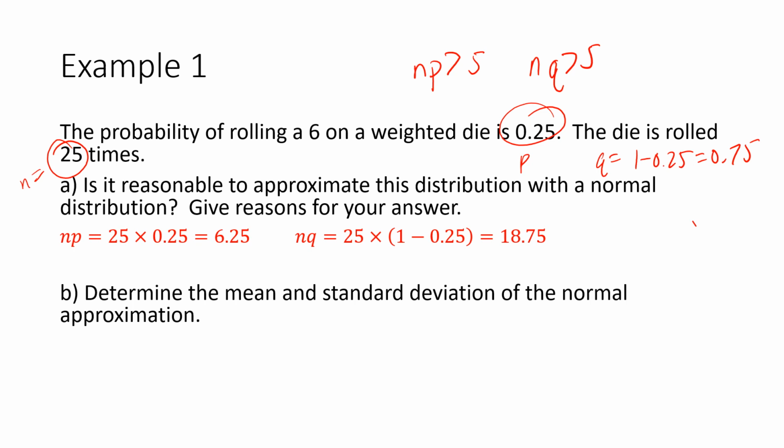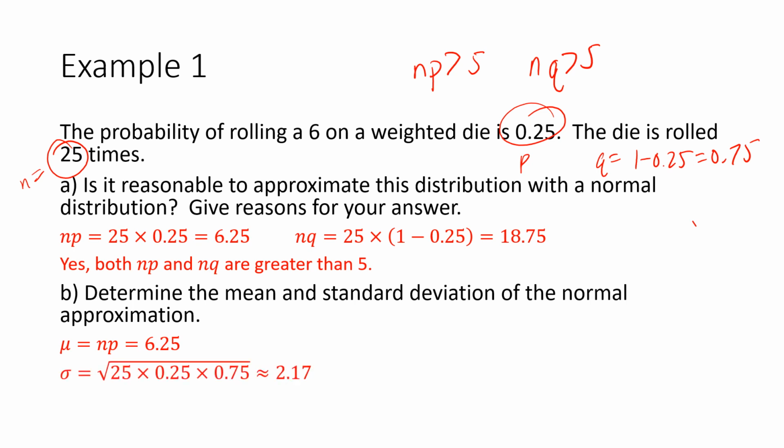And what is the mean and standard deviation here? Just plug numbers into the formula. The mean is NP, which is 6.25, and the standard deviation is the square root of NPQ, which gives me approximately 2.17.